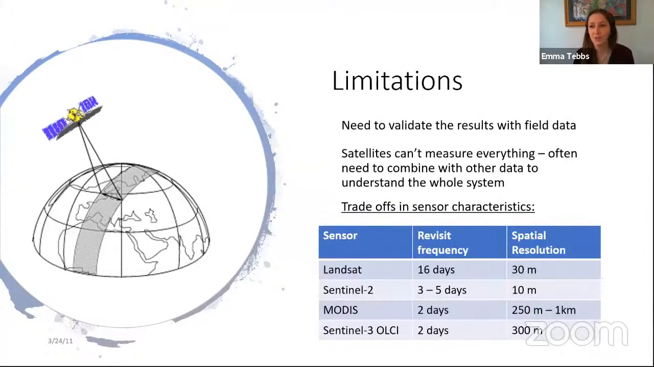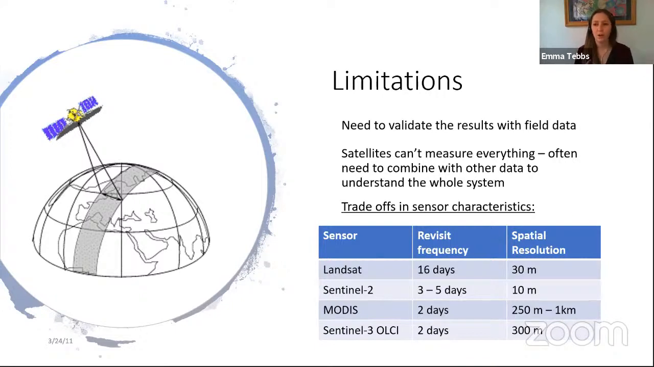Some of the limitations of Earth observation. So we often also need to validate the results with field data. So we still need to go on the ground and collect some data for validation. And satellites can't measure everything. So we often need to combine that with other data sets to give us a holistic understanding of the system.